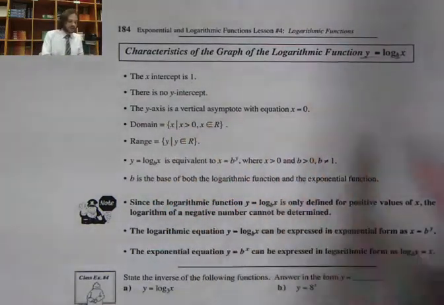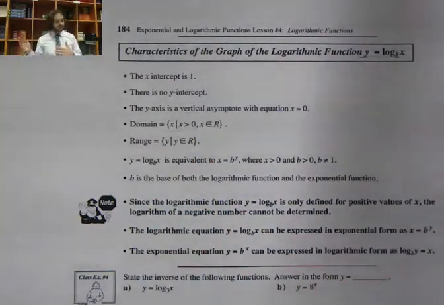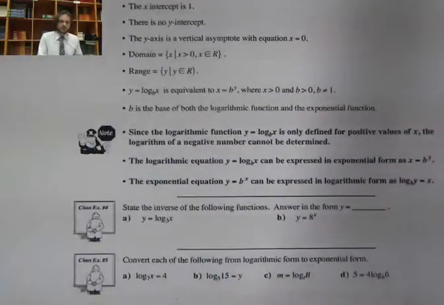The y-axis is a vertical asymptote. The domain is x must be greater than 0. The range is y is an element of all real numbers. Because it's essentially the same thing as a logarithmic graph, except we're switching x and y. So then my range becomes my domain, and my domain becomes my range. That's it. Okay? So we just keep the same idea.